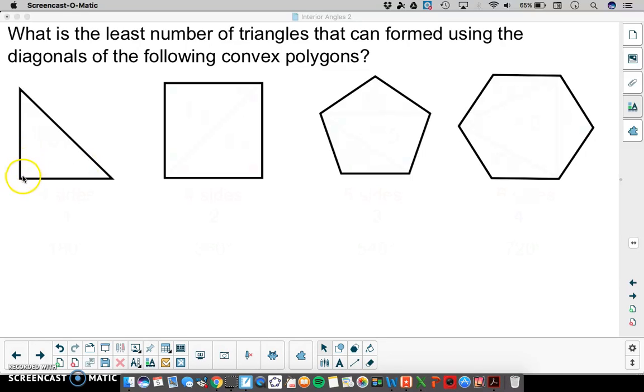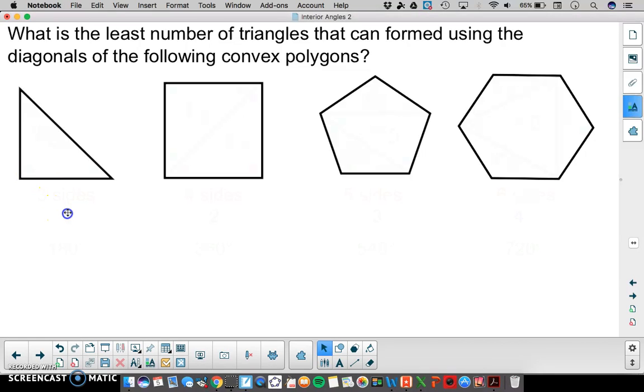A diagonal has to connect one vertex to another, and all of the vertices here are already connected. So here we already have the least number of triangles, which is 1. Okay, here we can draw one diagonal. We could draw another diagonal, but we want the least number of triangles. So the least number of triangles here is 2.